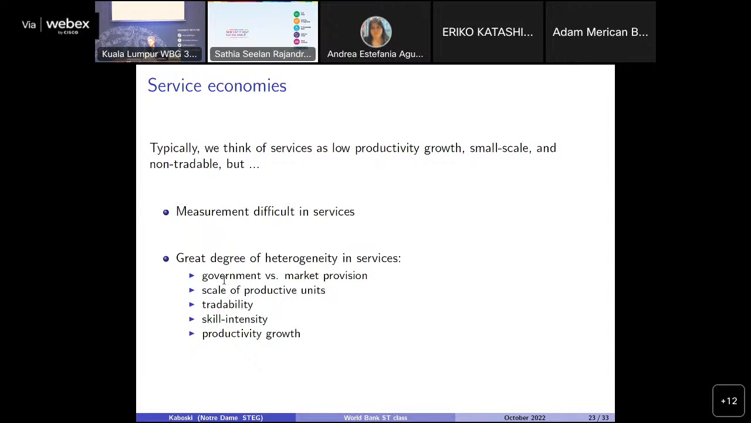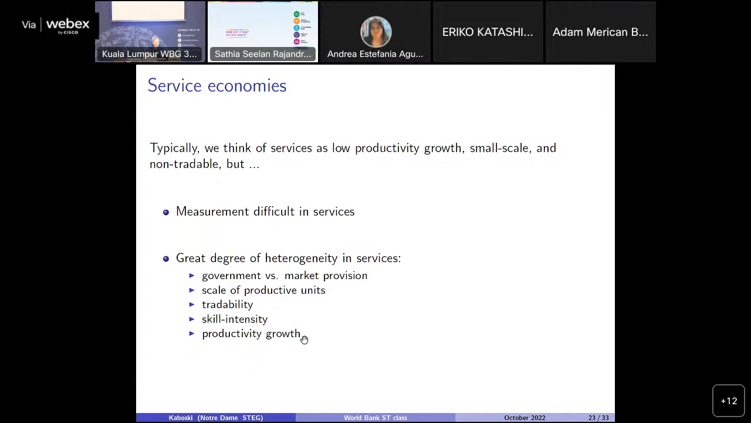By the way, some of those are also quite tradable. University services are tradable. I mean, many of you studied in foreign countries. So that's that part of tradability. It's true on average, but different service sectors are more or less tradable. The skill intensity, you have a lot of variation in how much skill goes into services. You have mixed jobs, like we talked about, very low skill, and you have hospitals and universities, which are among the highest skilled sectors.